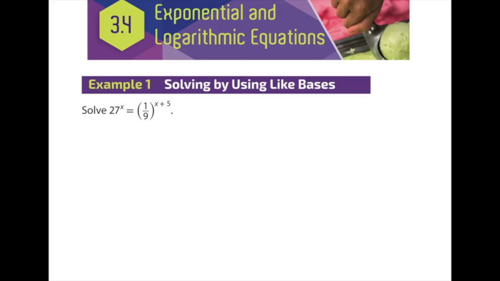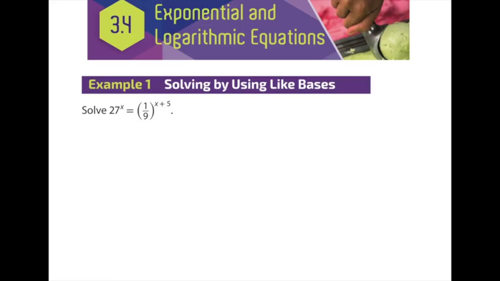So this whole section is about solving equations. We are going to use the properties that we have been talking about to solve these equations. All of these equations are going to either be in exponential form or logarithmic form, and we're going to use properties to basically get them into something that is solvable.